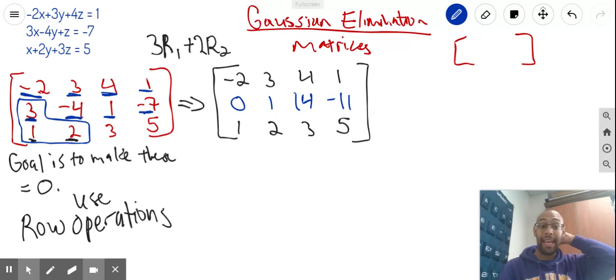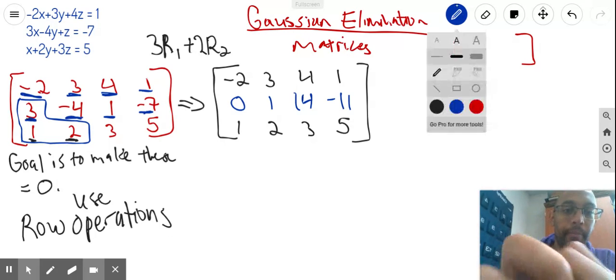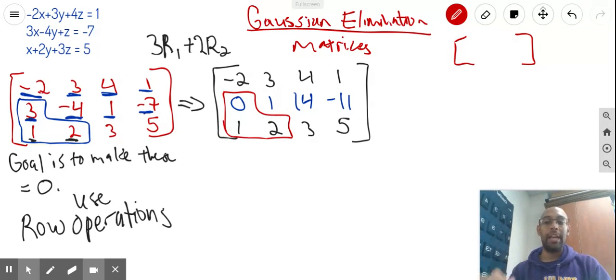We have now changed row 2 to where one of the 3 locations that we need to be 0 is indeed 0. So I'm going to highlight this throughout this example that, again, we want these 3 locations to be 0. We got 1 down, we got 2 to go.